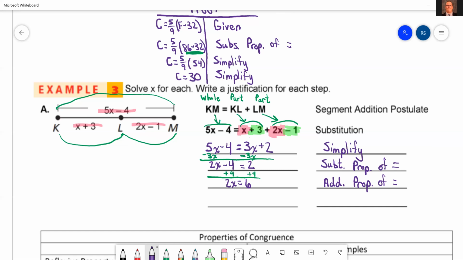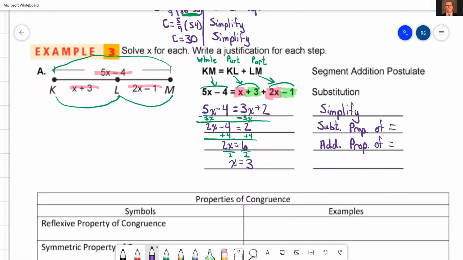And last but not least, what do we have to do? Divide by 2. That gets us x equals 6 divided by 2 is 3. And we just can't seem to get rid of that 3-year-old. Why? Well, we use the division property of equality.